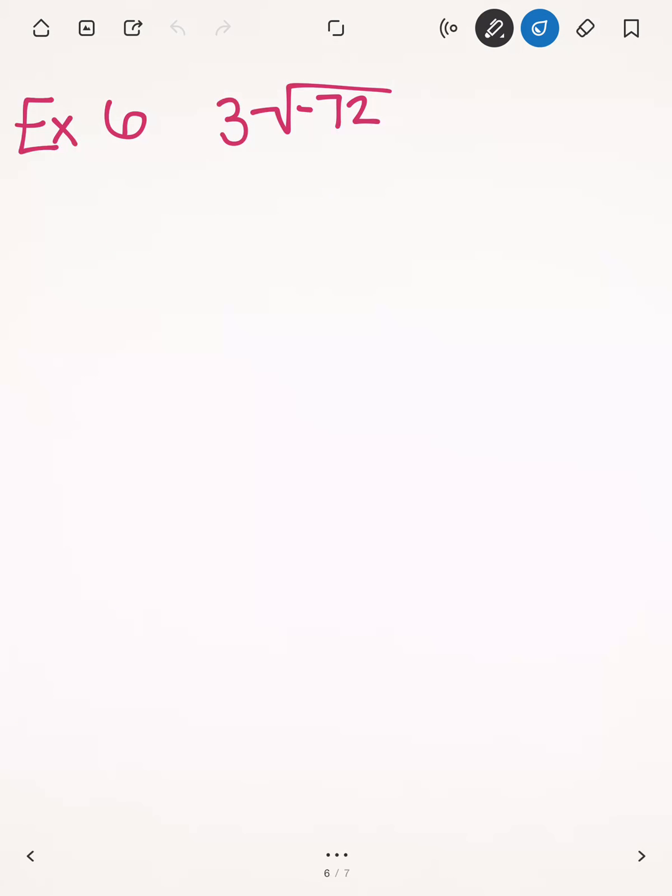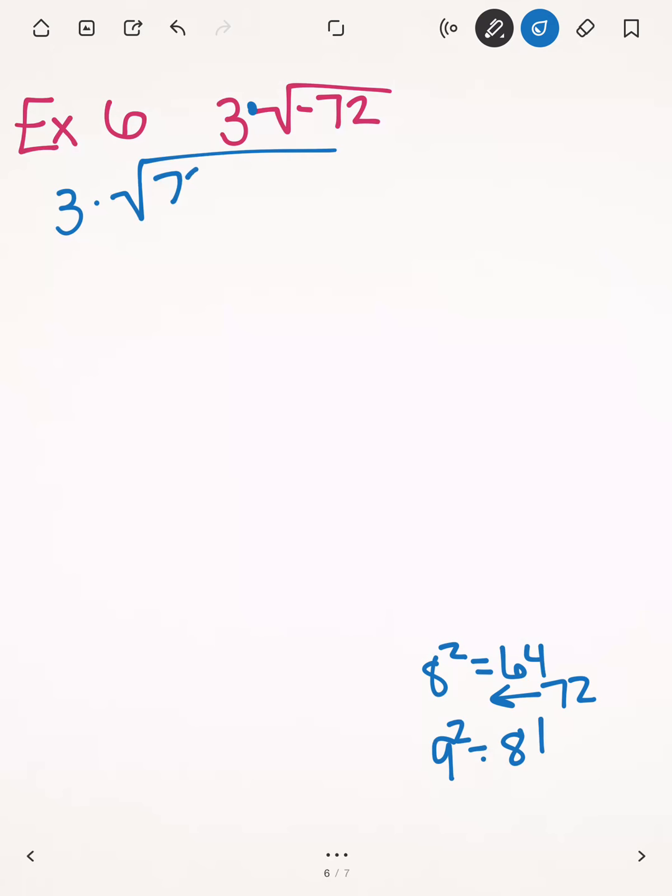Okay, my last example, notice now I have a number out front. This means that we are multiplying by 3, so anything that comes out of the radical, we have to make sure that we multiply it by 3. So 72 falls in between what numbers? It falls between 9 squared, which is 81, and 8 squared, which is 64. So 72 is somewhere around here. Remember, we have 3 times 72 times a negative 1.